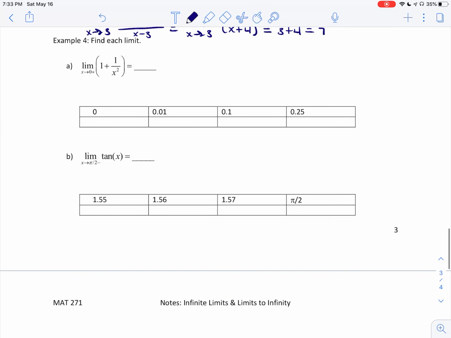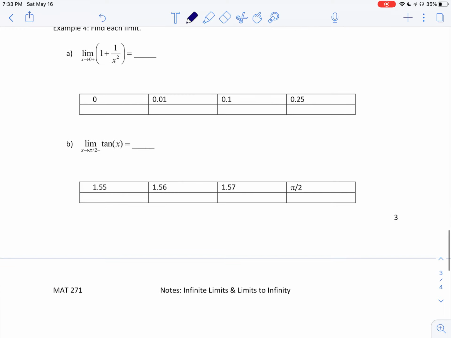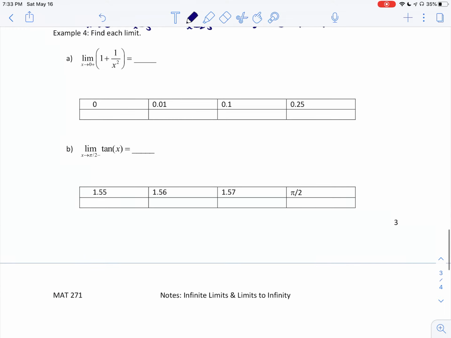All right, let's look at a couple functions that are a little bit different. So not just plain old rational functions, but some trig functions in here and a little bit of variety for us. So this next one, we do actually have another rational function, but with some transformations added onto it. So this time we're looking for the limit as x approaches 0 from the right-hand side of 1 plus 1 over x squared.